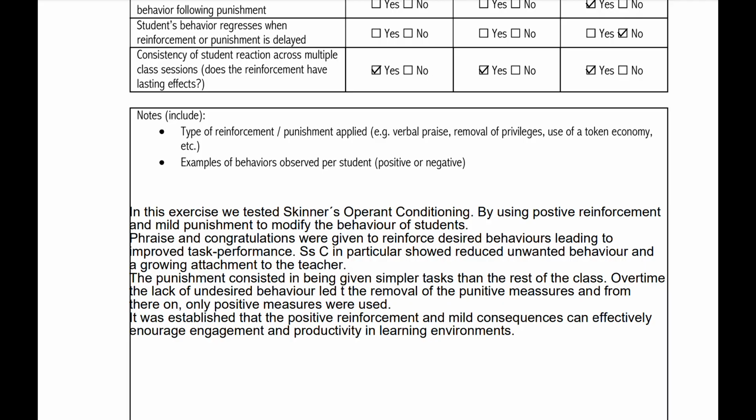Over time, the lack of undesired behavior led to the removal of punitive measures, and from there on, only positive measures were used. It was established that positive reinforcement and mild consequences can effectively encourage engagement and productivity in learning environments.